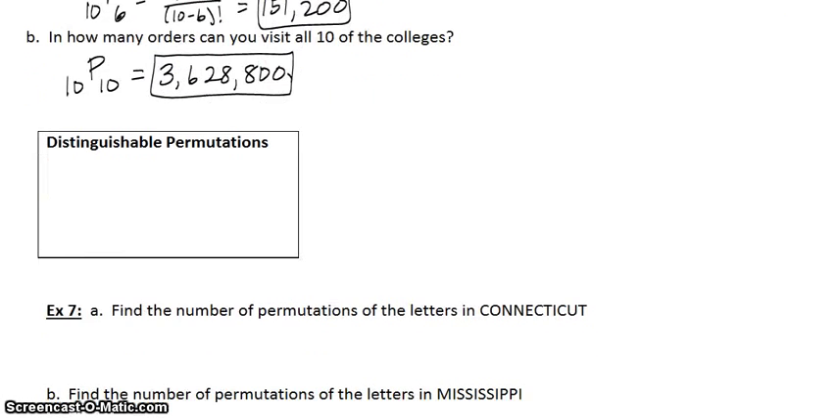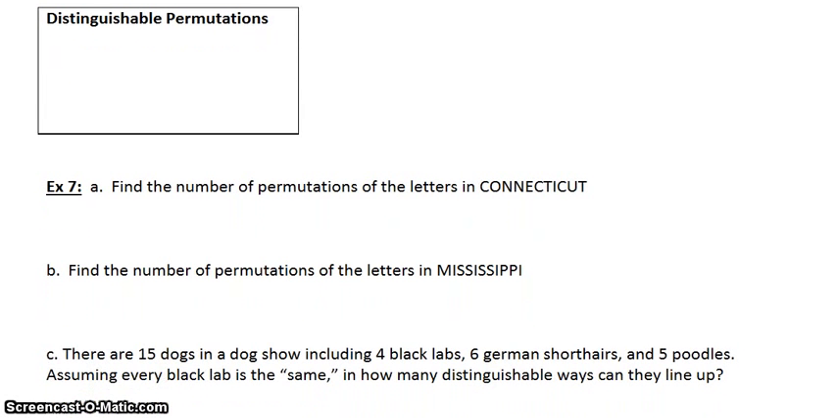Again, write down questions if you have any. Last but not least today, we're going to talk about something called distinguishable permutations. So let me give you an example really quick to tell you why I would need something like distinguishable permutations.